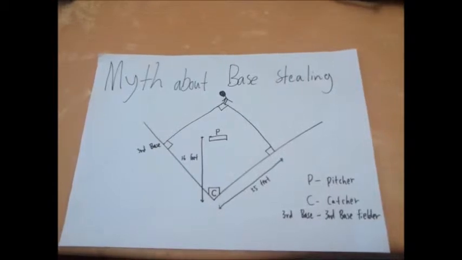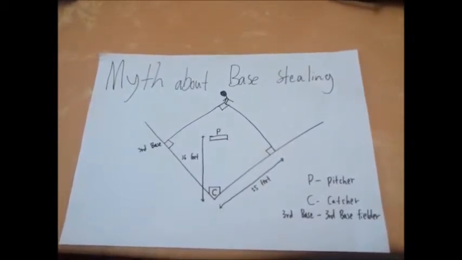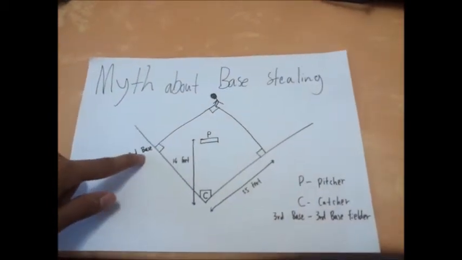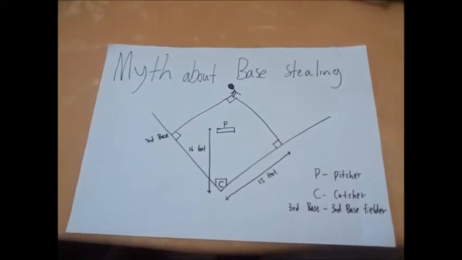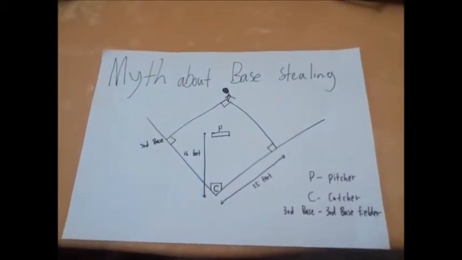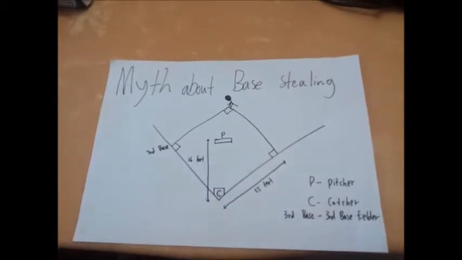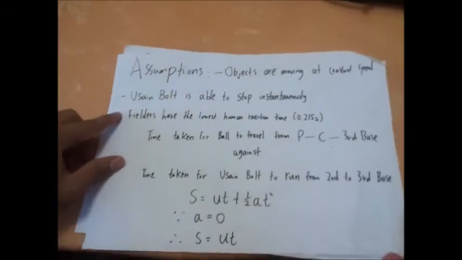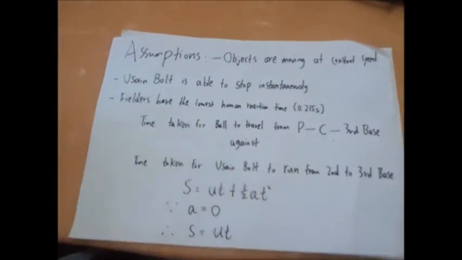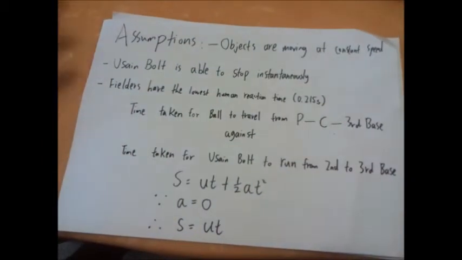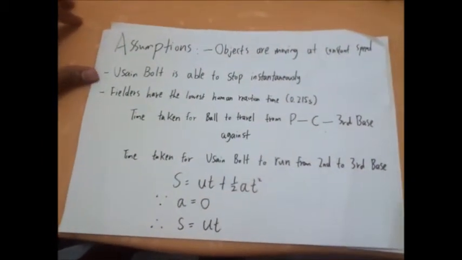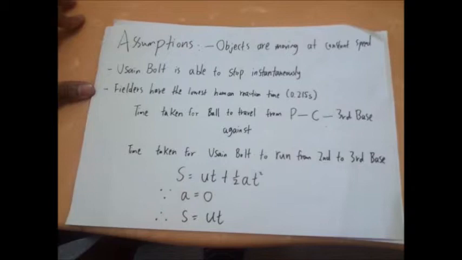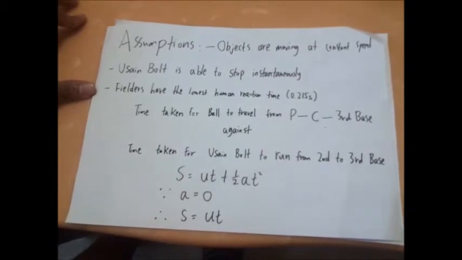To test that myth, we will see if Usain Bolt's speed is sufficient to cover the shortest distance from base to base, which is, for now, second to third base. He only has the time in which the pitcher pitches, the catcher catches, and throws it to the fielders to take him out. Of course, in order to see if this is possible, we have to make some assumptions. The first assumption would be that objects are moving at constant speed. The second would be that Usain Bolt is able to stop instantaneously at the base and will not overrun. The third one would be that fielders have the lowest human reaction time, which is 0.215 seconds.